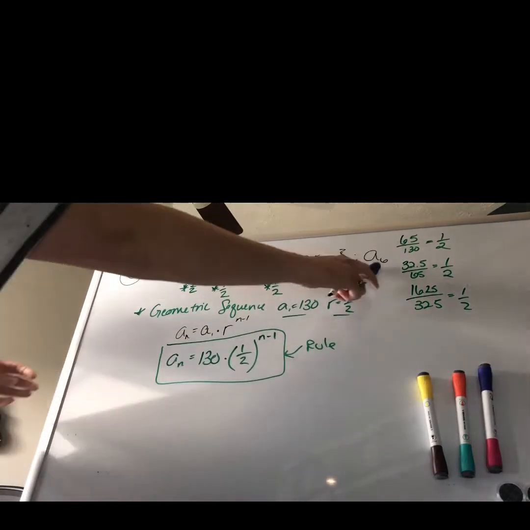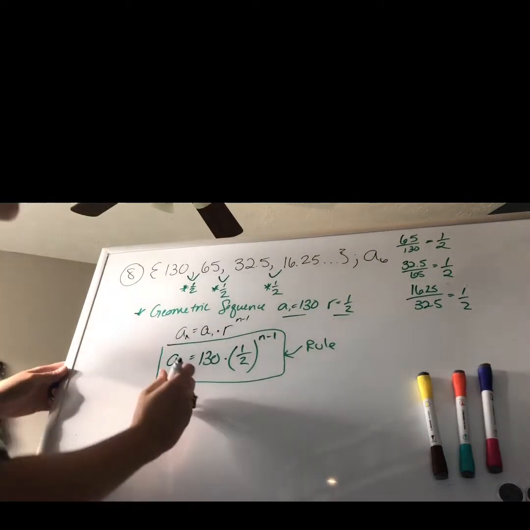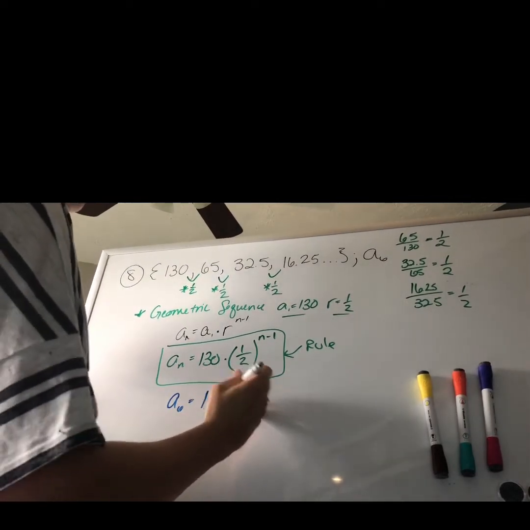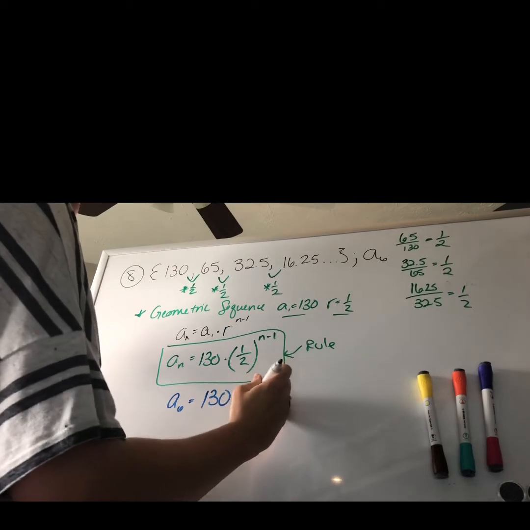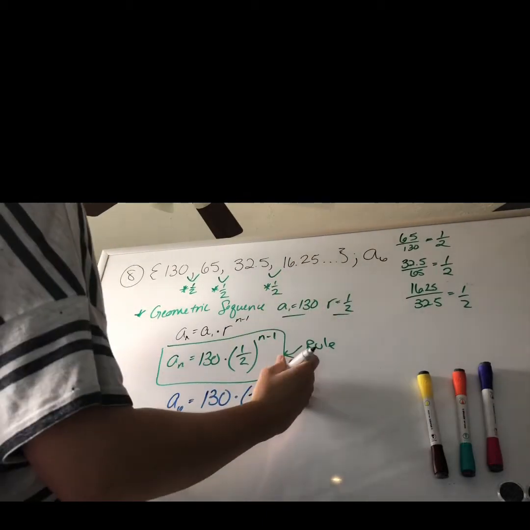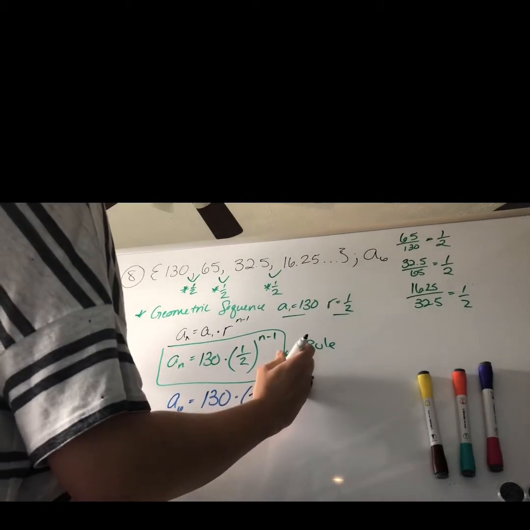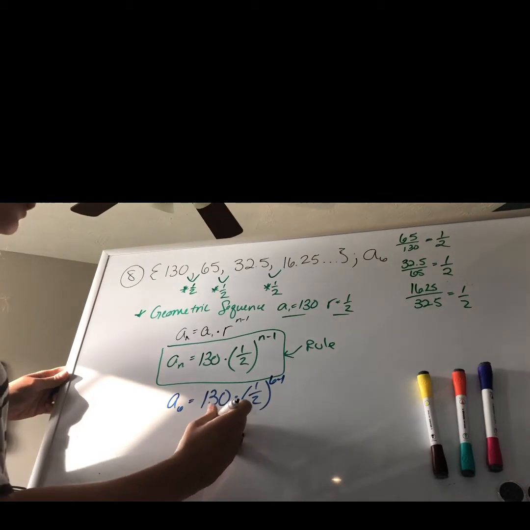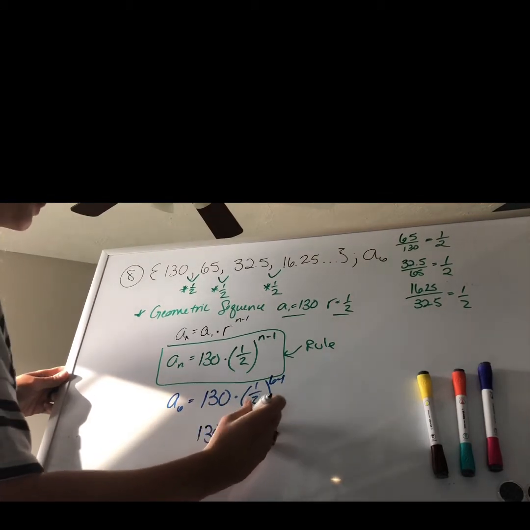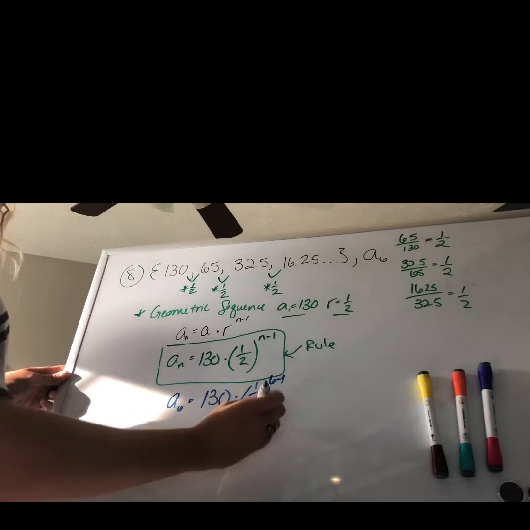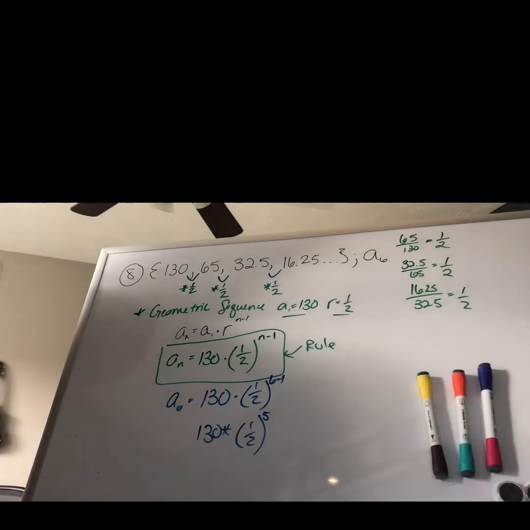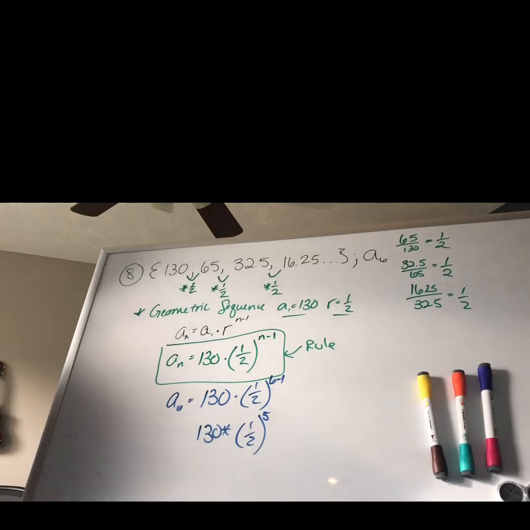So it wants me to find A6. To find A6, I'm going to do 130 times 1/2 to the n, so n is 6 here, minus 1 power. So on my calculator, I'm going to type 130 times 1/2, with parentheses around the 1/2, raised to the 5th power. Okay, 6 minus 1 is 5.